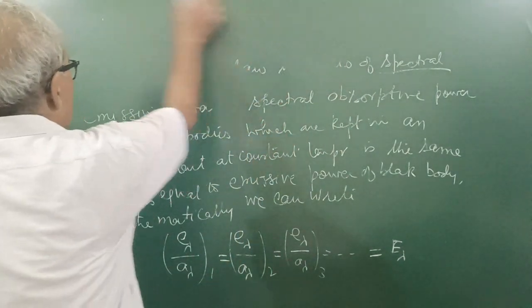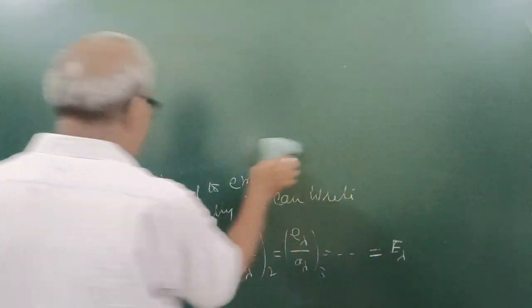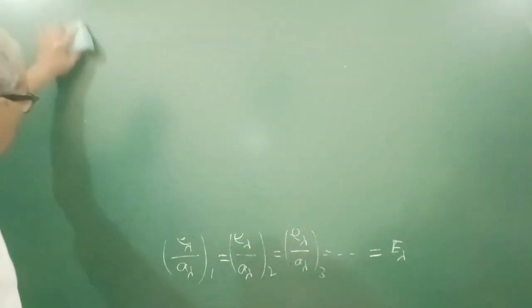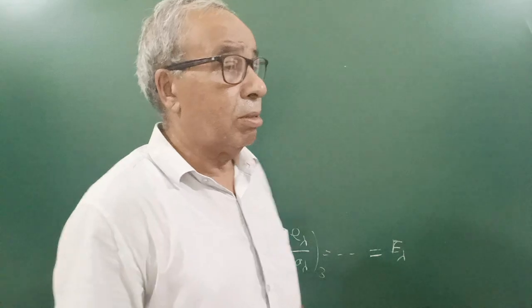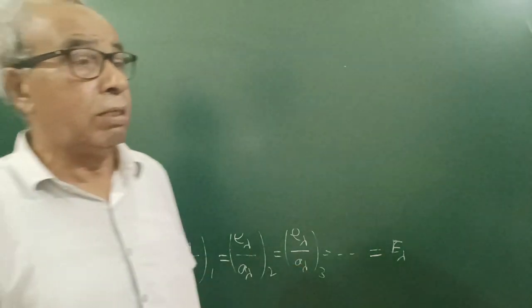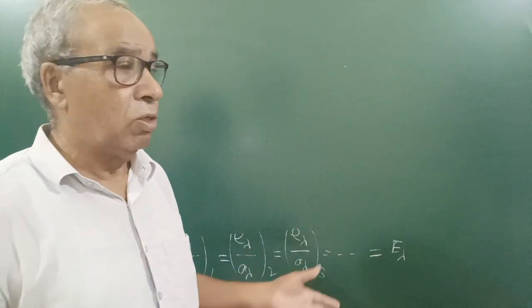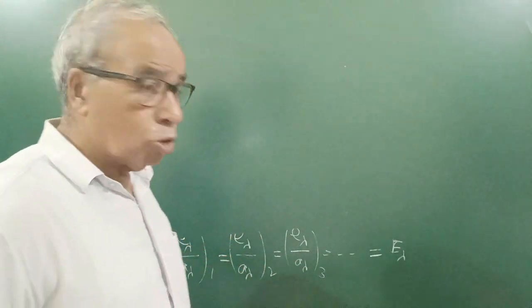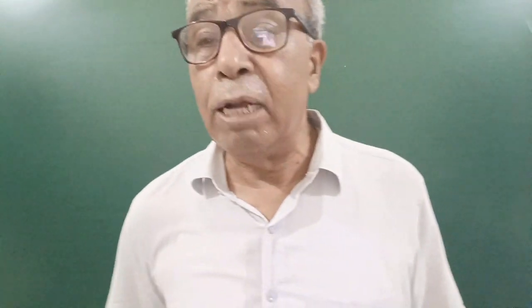So according to this law, spectral emissive power divided by absorptive power of all bodies which are at the same temperature is the same and equal to the emissive power of the black body at that temperature. Black body, I told you, absorbs radiation, but when it is heated and on cooling, the hot body also emits all radiation within range. I will prove Kirchhoff's Law in the next video. Otherwise, we will go longer.